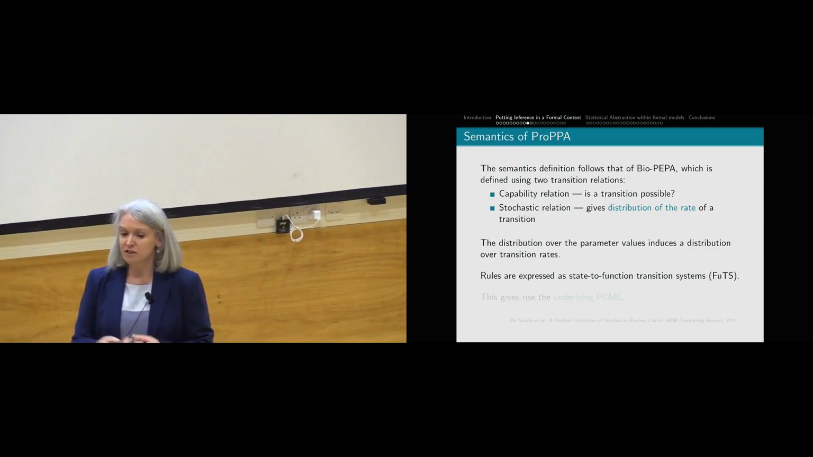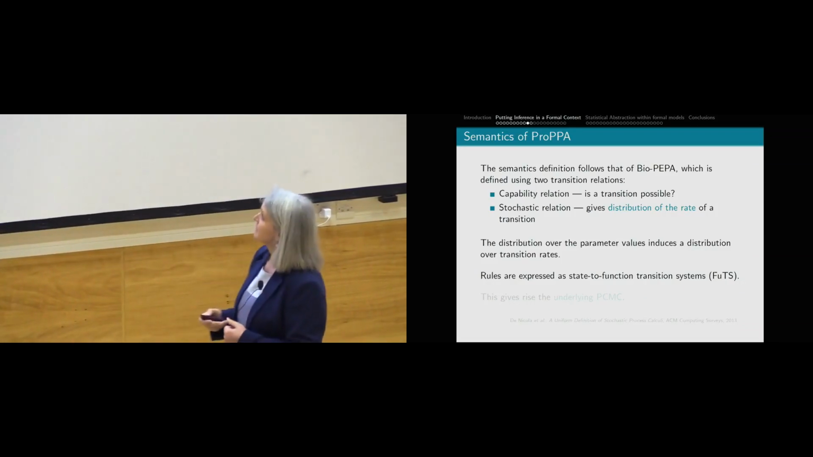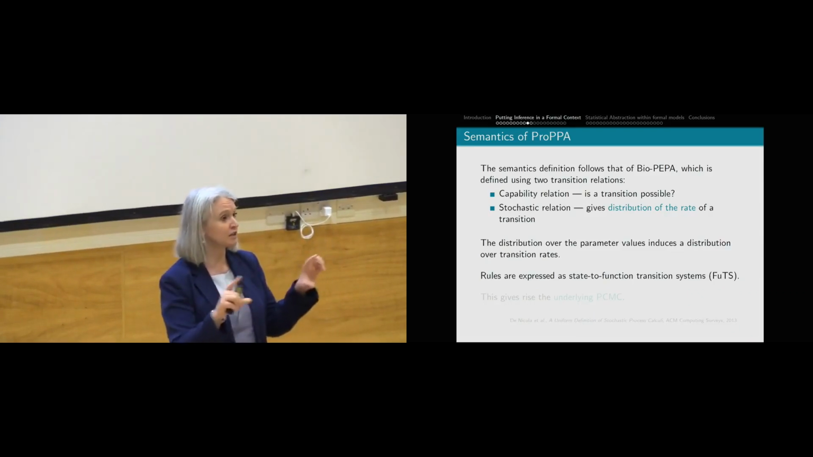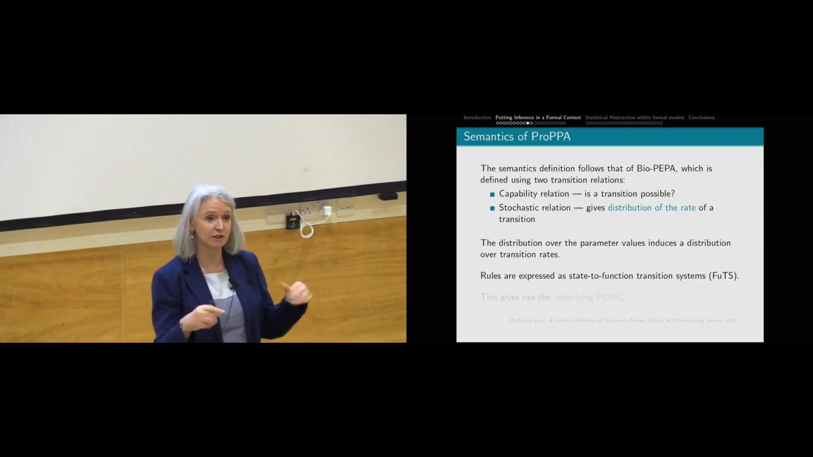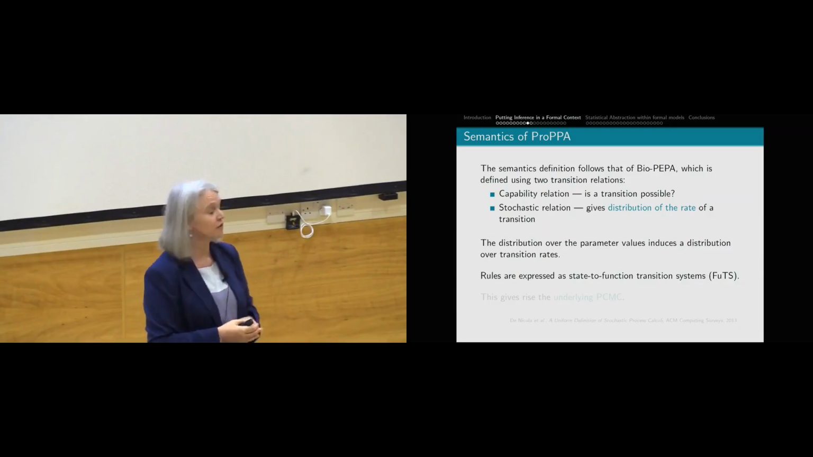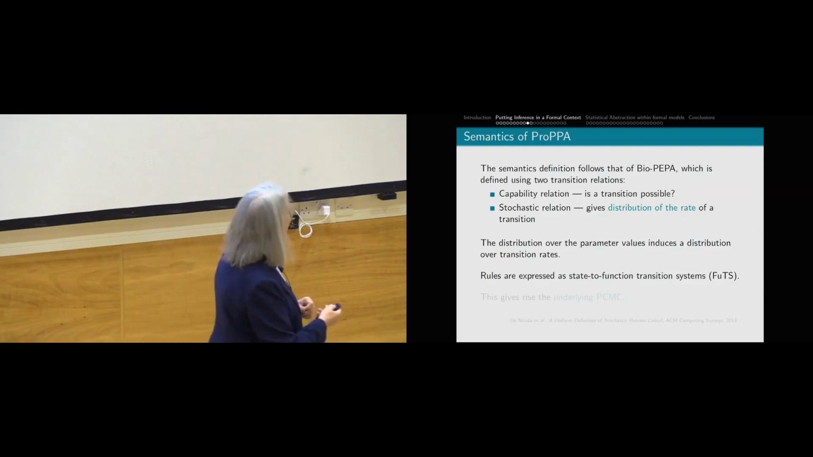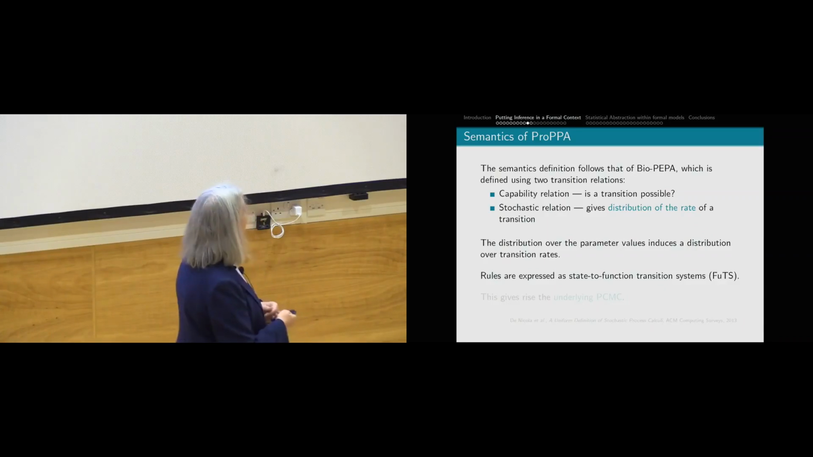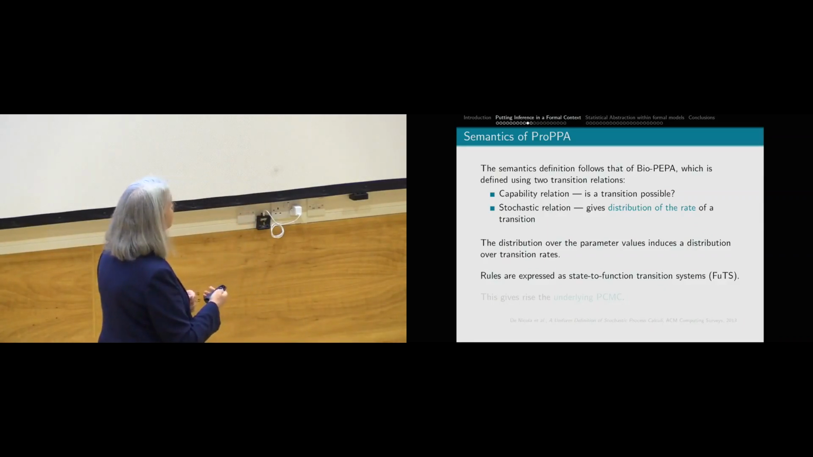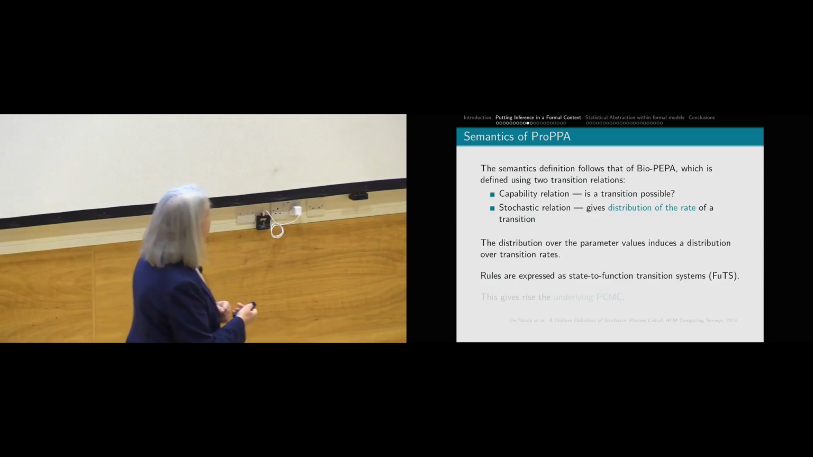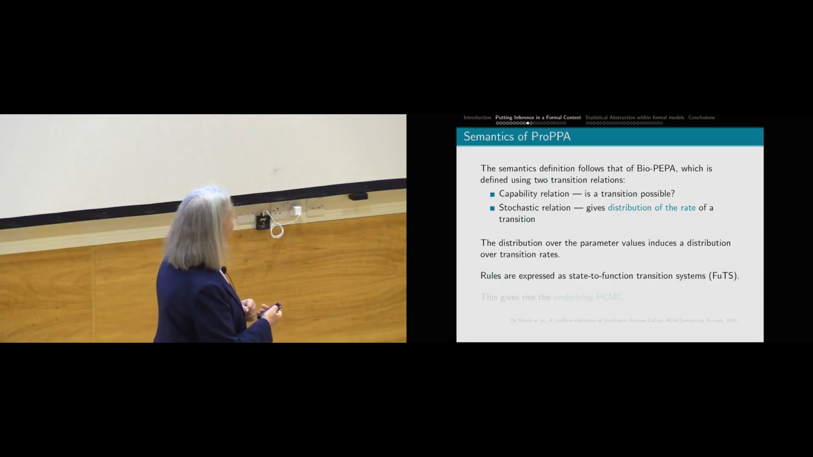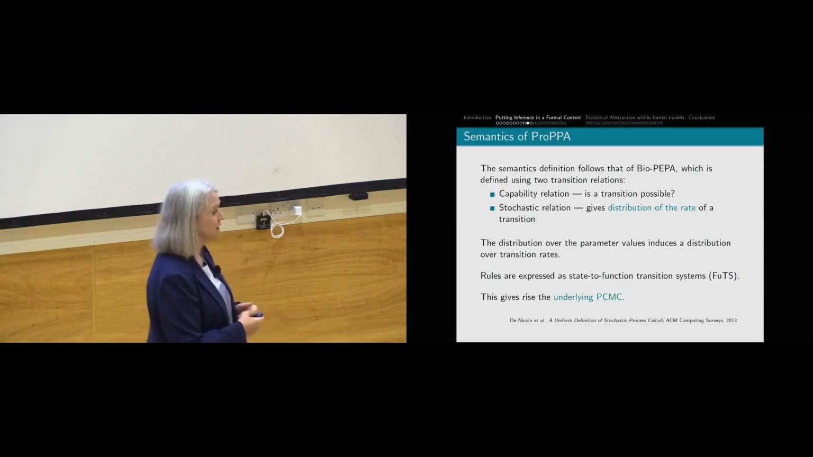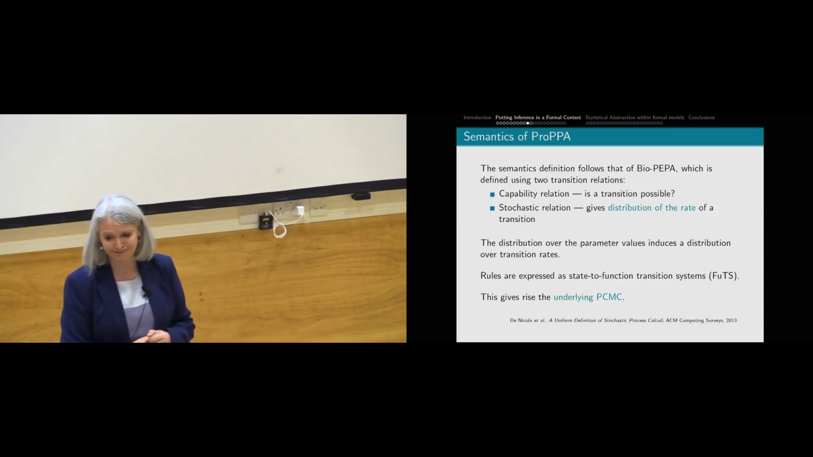So now we build the semantics for proper, and we base it on the semantics of BioPepper. So just as before, we have the capability relation. You remember that part of our model description hasn't changed. We can still see what actions are possible for our different components within the system. But now our relation gives a distribution of rates for each transition. And we can build this using a formal system of semantics called the state-to-function transition system, FUTS, and then this gives us the underlying probabilistic constraint Markov chain.